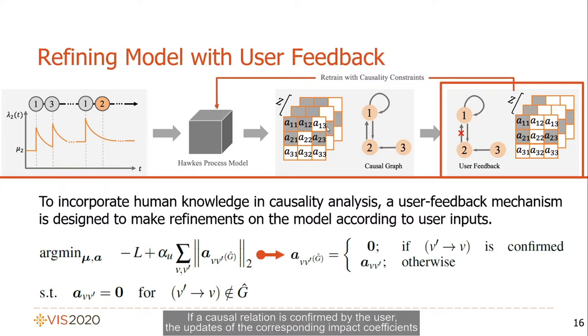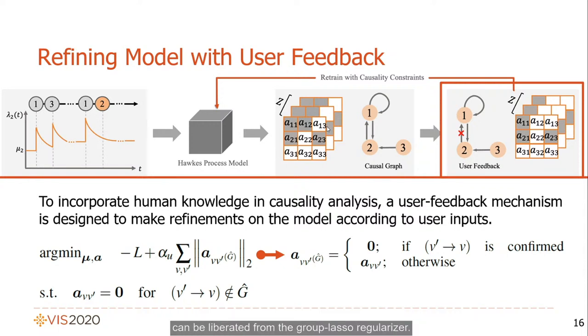If a causal relation is confirmed by the user, the updates of the corresponding impact coefficient can be liberated from the group loss and regularizer. This aims to prevent the impact coefficient from being set at zero.